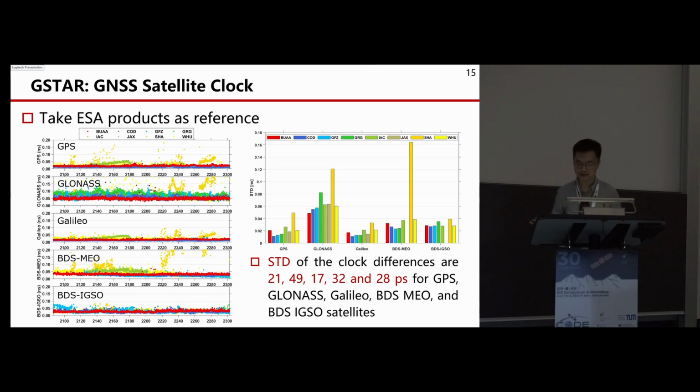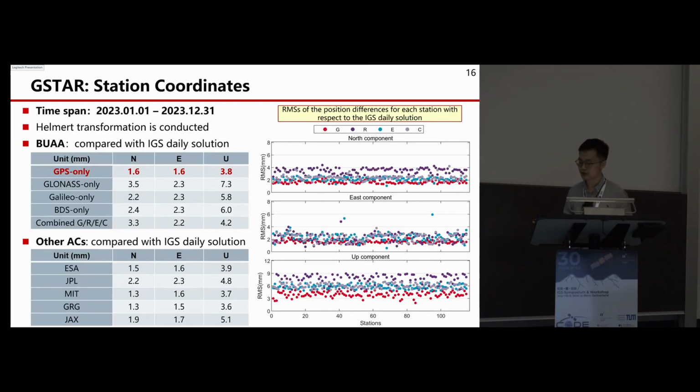And this is the GNSS satellite clock result. It is evaluated by the standard deviation with respect to ESA's product. Similarly, the red bar and dots represent our results, and it shows our position compared to other ACs.